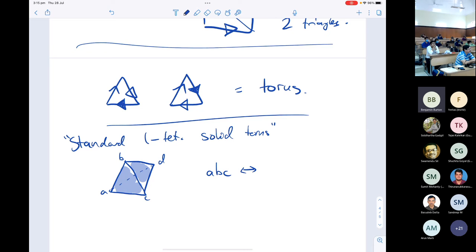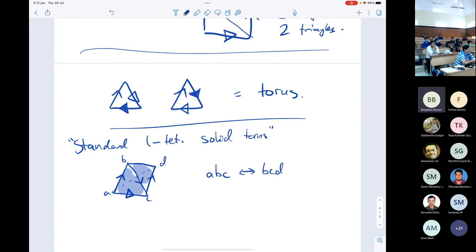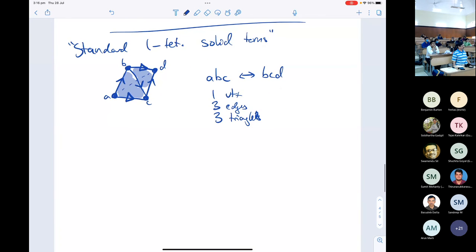ABC to BCD. So this edge and this edge are all the same. This edge and this edge are all the same. The vertices all end up in the same place. So this is one vertex. There's three edges. And there's three triangles. The reason there's three triangles is there's the two on the front that are glued together, and then there's two boundary triangles on the back. I promise you this is a solid torus.